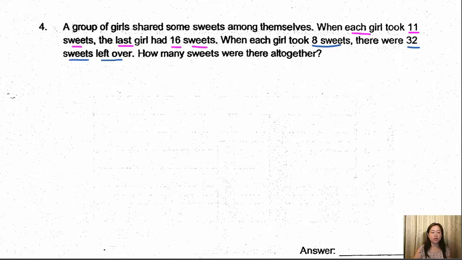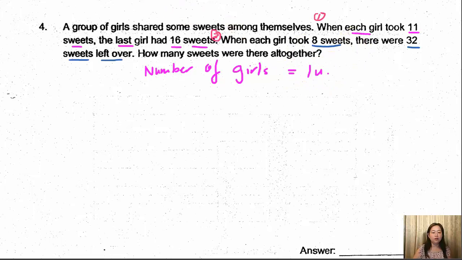So this is actually a PSLE question that has come up before. So we have to think about what are the assumptions involved. First, in both scenarios 1 and 2, the number of girls has not changed. Second, the total number of sweets in the first scenario and the second scenario has not changed as well. So since the number of girls has not changed, we will call the number of girls 1 unit.